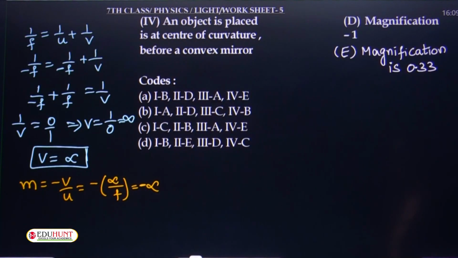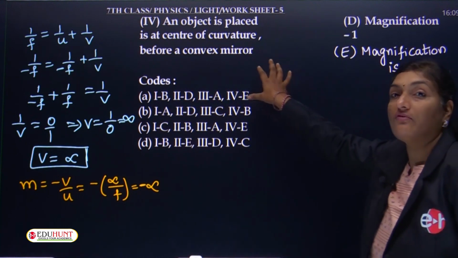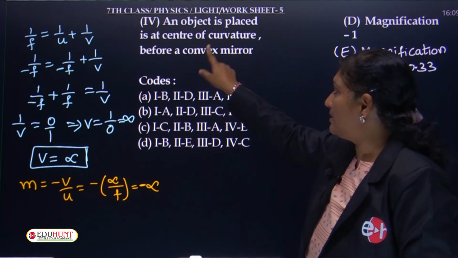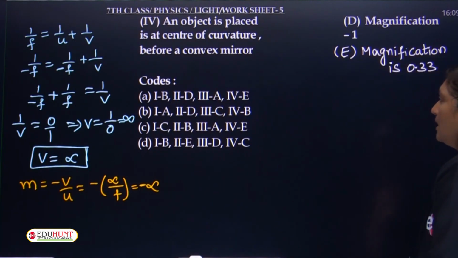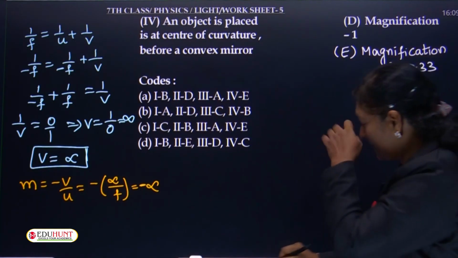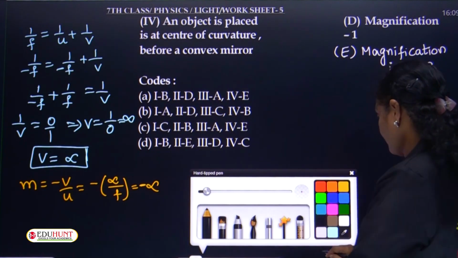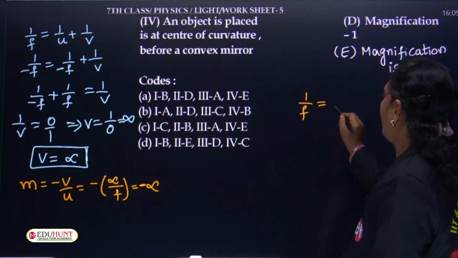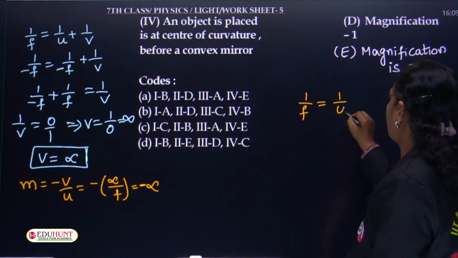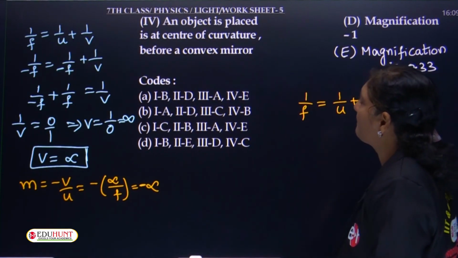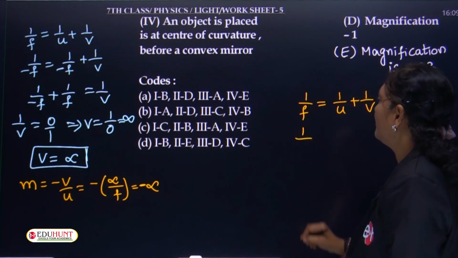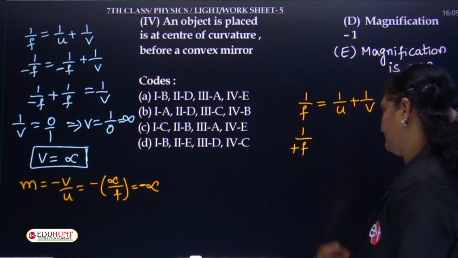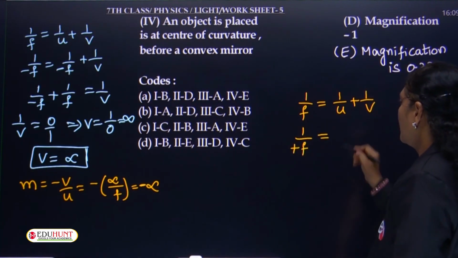One more question is there. The fourth one: an object is placed at the center of curvature before a convex mirror. We solved the same for the concave mirror. Now it is asked for the convex mirror, so let us look into that. Again, the same formula we'll be using, the mirror formula, 1 by f is equal to 1 by u plus 1 by v. The focal length for a convex mirror is taken as positive.